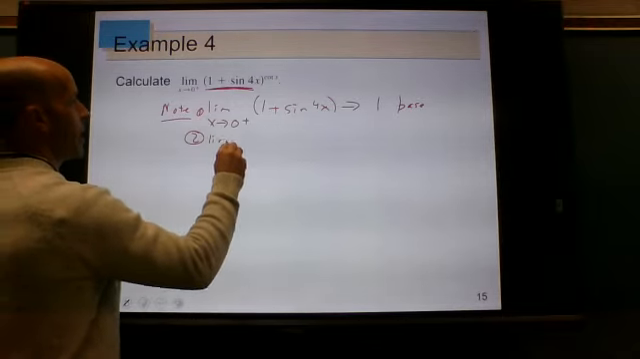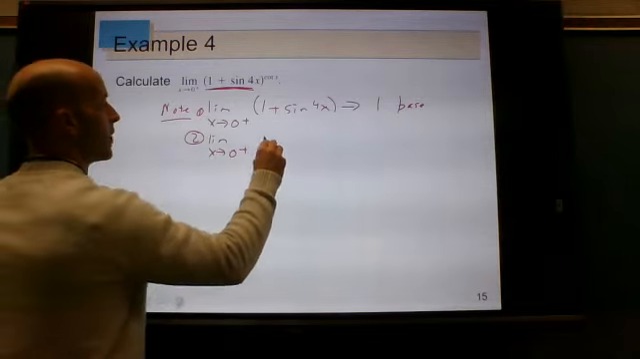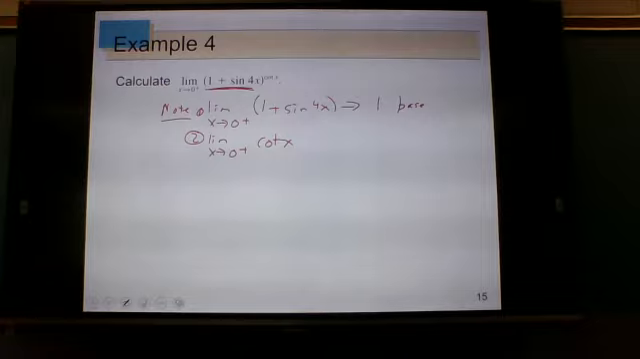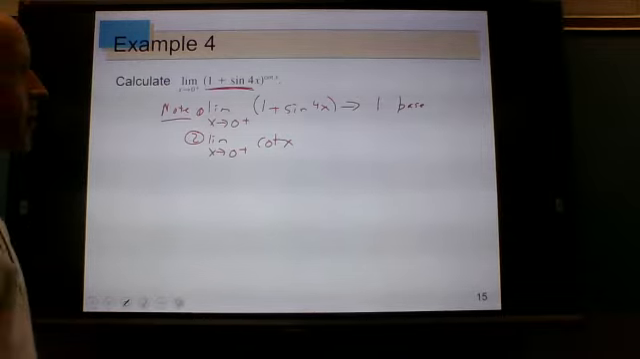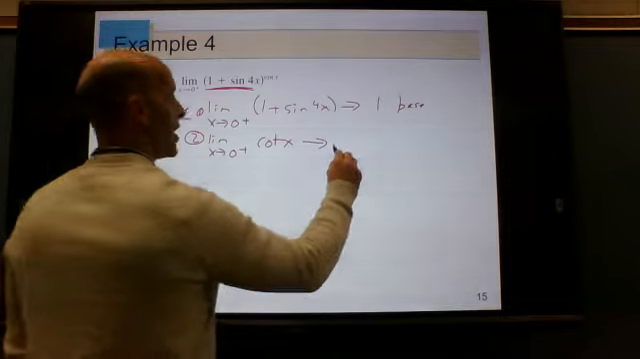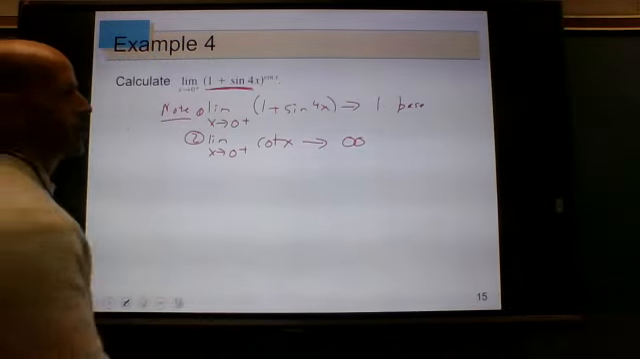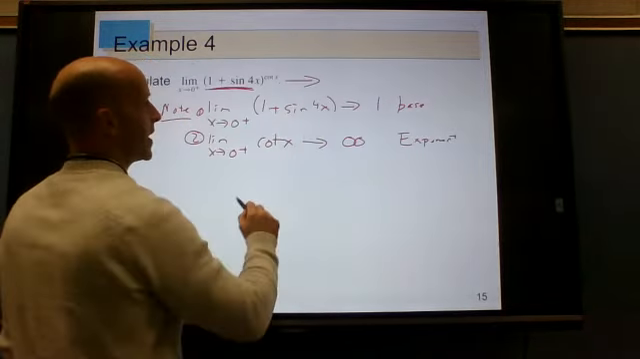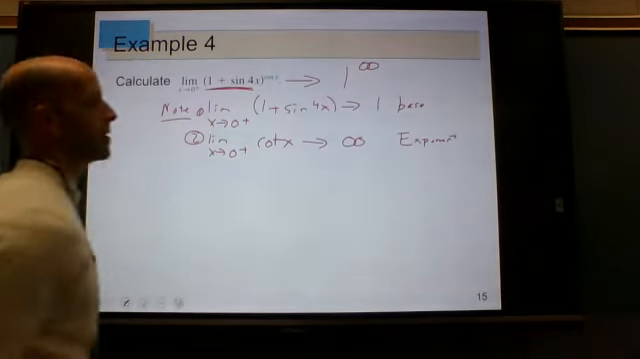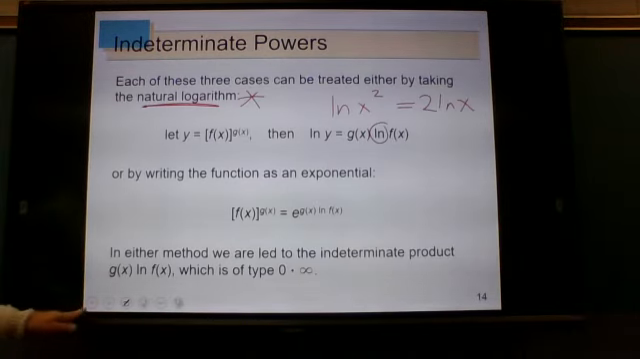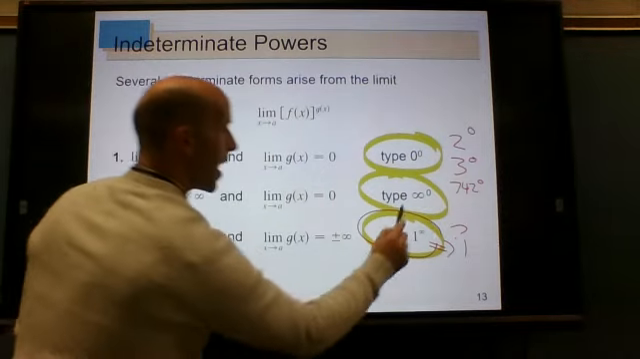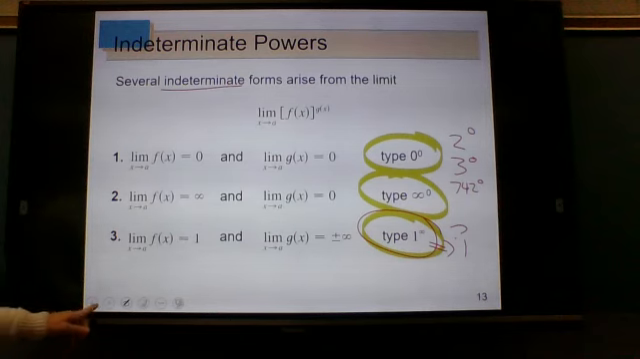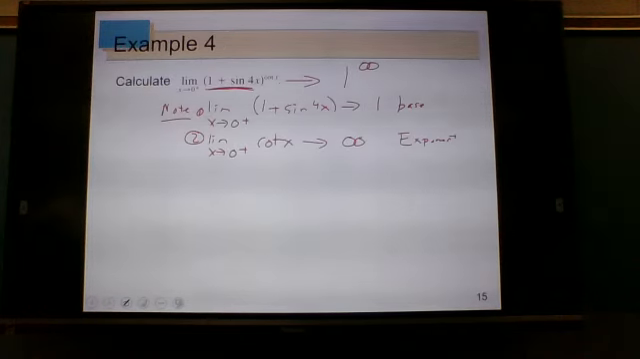Note 2, if I do the limit as x goes to 0 plus of cotangent x, and just a second ago I talked about cotangent, it turns out that the cotangent, as x goes to 0 plus, is infinity. So this is going to be the exponent. In other words, this tends to go to 1 to the infinity. And as you can see, that was one of the types I said is an indeterminate form. And since it's an indeterminate form, we're going to have to go to the hospital.